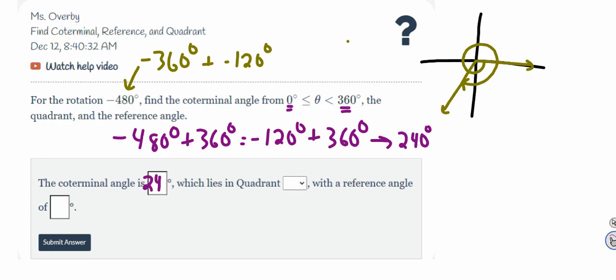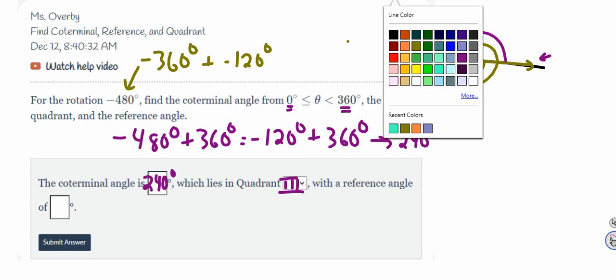And you know, we can always double check ourselves, right? 240, let's see. If this is my initial side, as it always is for everybody, and I went 240, let's see, I'd go 180 plus 60, right? And that gets me to the same darn terminal side, 240. All right, which lies, we're in 1, 2, 3, we're in quadrant 3. Now the fun part, the reference angle.